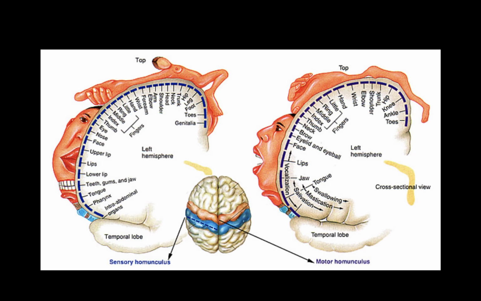Similar to the motor cortex is the sensory cortex. The sensory cortex also is mapped to correspond with different parts of the body. You'll notice, again, parts of the body that we feel with or sense touch sensation with the most have larger areas of the sensory cortex devoted to them.